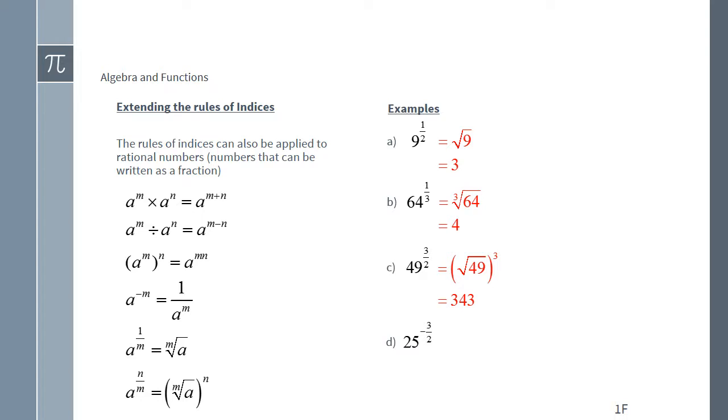25 to the minus 3 over 2. Think about what all the individual bits mean. The minus means 1 over. The 2 in the denominator means square root, and the 3 in the numerator means cubed. So it's 1 over 25 to the 3 over 2, 1 over the square root of 25 cubed, which is 1 over 125.